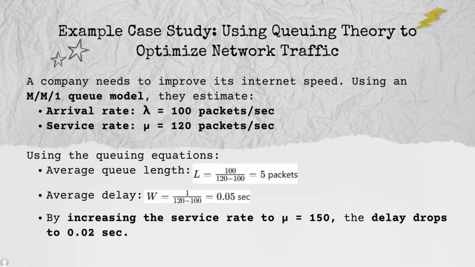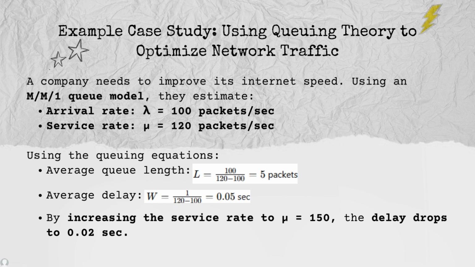So L equals arrival rate over service rate minus arrival rate, which is equal to 100 over 120 minus 100, which is equal to 5 packets. This means at any given time, there are around 5 packets waiting in the queue. Next is the average delay, which is W equals 1 over service rate minus the arrival rate, which is equal to 1 over 120 minus 100, which is equal to 0.05 seconds. This tells us that each packet experiences a 0.05 second delay before being processed.